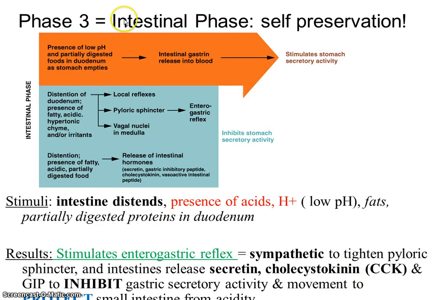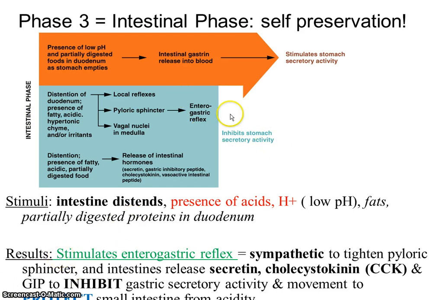The intestinal phase, I call this self-preservation, for really the intestines. So the intestines are in charge. This begins when the intestines are stretched, when there's acid present in there, so hydrogen ions. Fats and partially digested proteins can all trigger this as well. So we're looking at this right here, okay? Because this is really going to be inhibitory, so it inhibits stomach secretory activity in the intestinal phase.